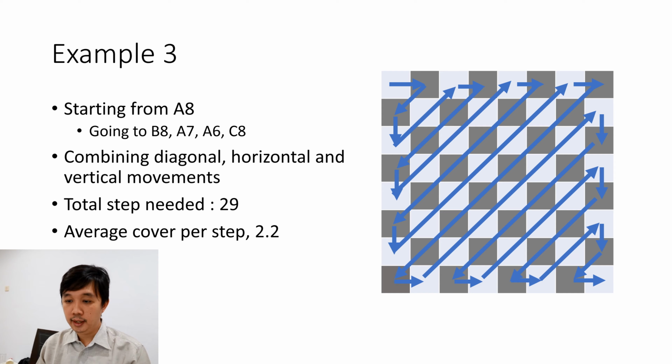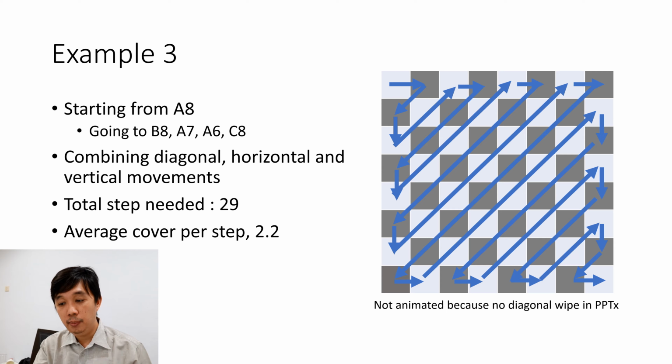Here we will enter example number 3. Now we can try to start from the top left corner of the chessboard, the A8. From A8, the queen will travel to B8, and then from B8 travel to A7. From A7 travel to A6 and then to C8. Okay, this way the queen will create a zigzag.